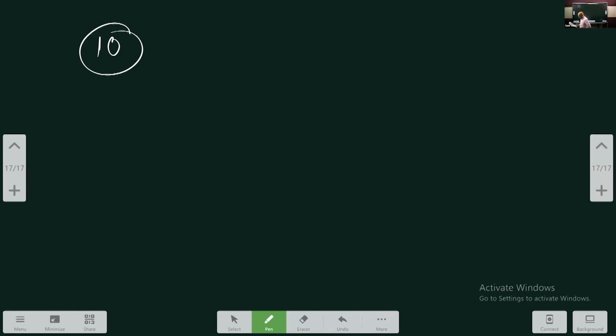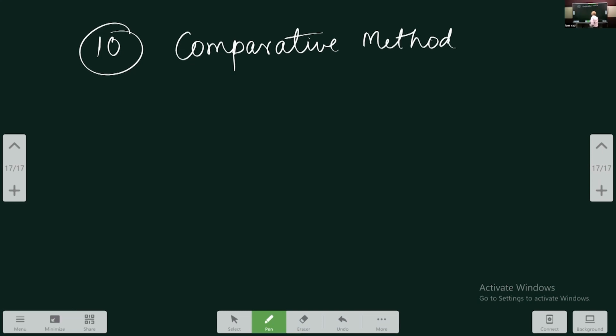Question 10 is: discuss the use of comparative method in anthropology. For this question, most students do not write a very good answer. A lot can be improved for this particular question. So first, define comparative method. What is comparative method? Here, we try to compare different cultures to identify their similarities and differences so that we can categorize them and arrange them in an order.